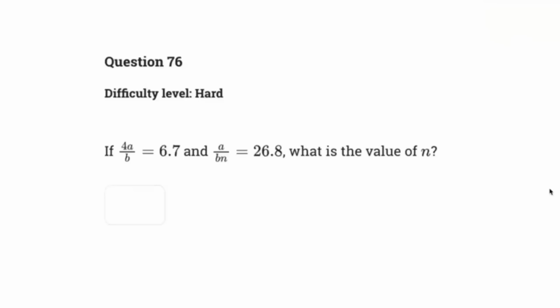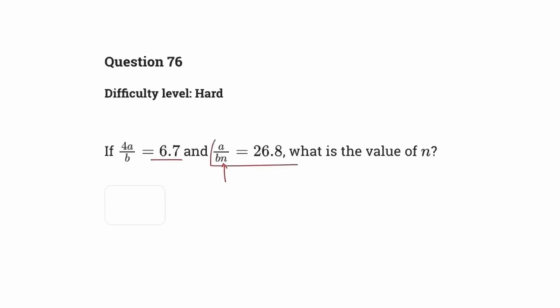Alright, so this problem says if 4a over b equals 6.7 and a over bn equals 26.8, what is the value of n? To help us find the value of n, it'd be very helpful for us to scale up everything, because we already know what 4a over b is, that's equivalent to 6.7, so we can use that to help us compare the values to ultimately find n.